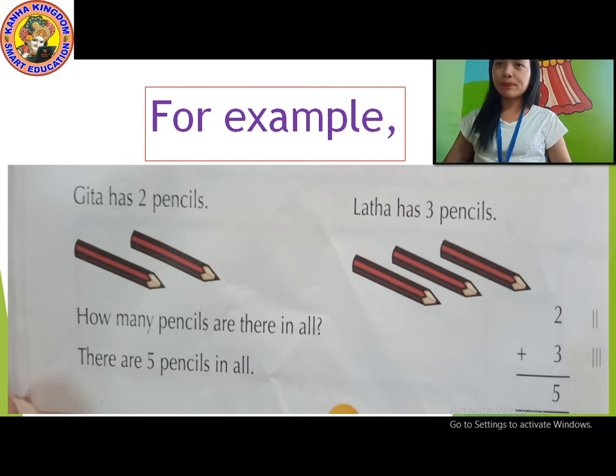So we add 3 and 2 together. While adding this number, we come to know that the sum of 3 and 2 is 5. So there are 5 pencils in all. So this is a way of reading a word problem and understanding what they want us to find out, right? So this is a way of solving a word problem. Okay student, so we'll see another example of a word problem.